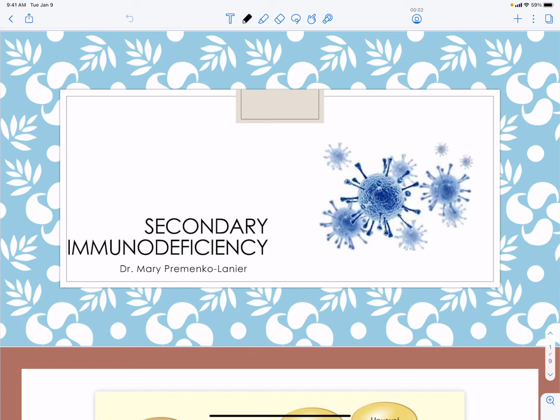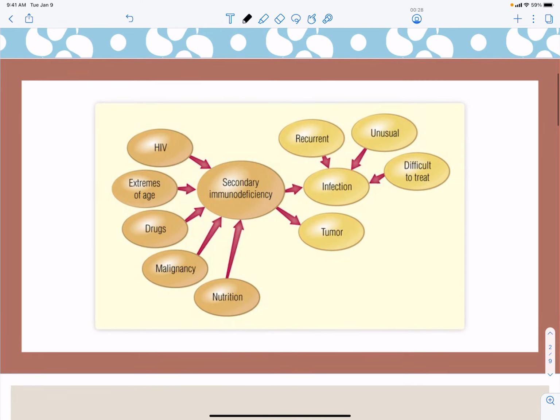Okay, so now we're going to talk about secondary immunodeficiency. And one of the big things about secondary immunodeficiency, this means that this is not part of the cell. This is coming from something exterior to the cell and causing immunodeficiency. And of course, when people think about this, they think about HIV, which is going to be a major target of this.